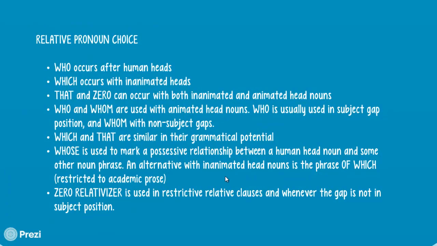In order to use whose as a relativizer, we need to establish a possessive relationship between a human head and some other noun within the same complex noun phrase. There's an alternative for inanimate head nouns, which is the phrase of which, but this structure is mainly used for academic prose.